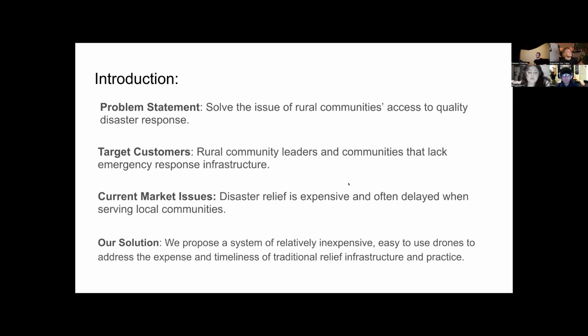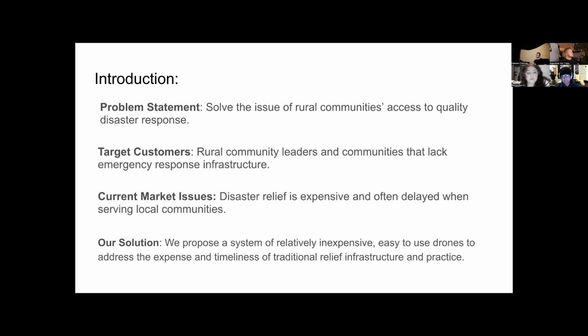So our problem statement is to solve the issue of rural communities' access to quality disaster response. Our target customers are rural community leaders and communities that lack emergency response infrastructure. The current issue with the market right now is that disaster relief is expensive to invest in, and if you rely on state response, it can be delayed for a very long time.